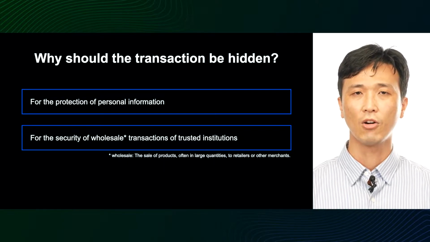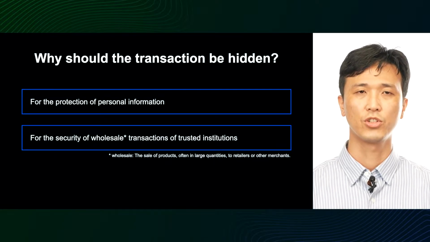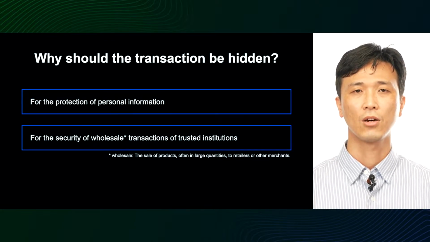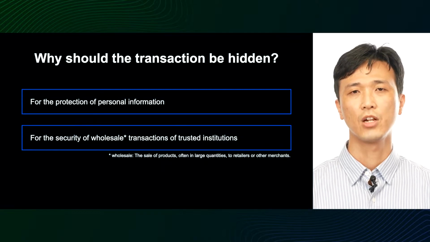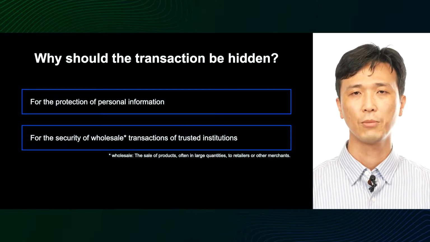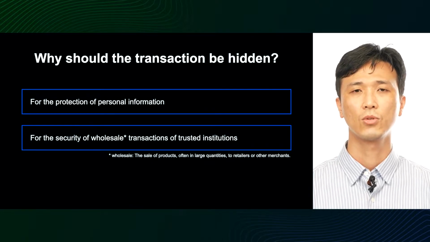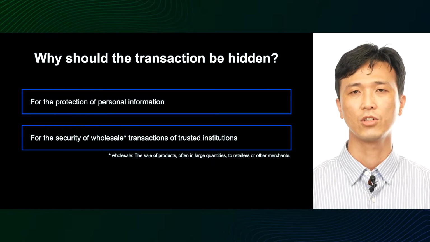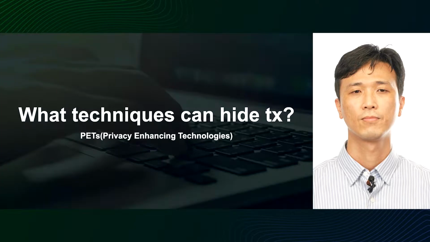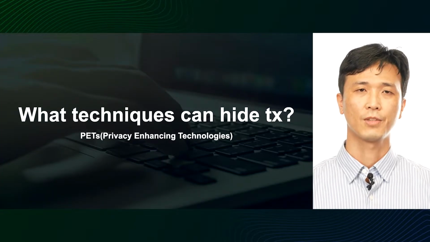Second, for the security of wholesale transactions of trusted institutions, transactions should be hidden. If they are not, it's difficult for big institutions to implement important policies that require institutional security. For these reasons, we started developing at LINE Blockchain.